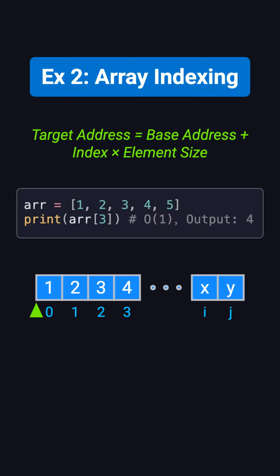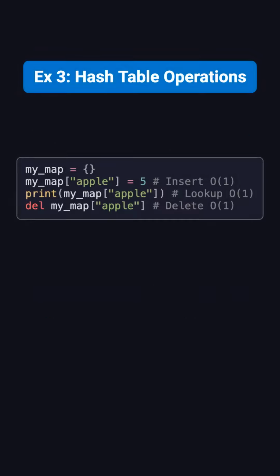For example, accessing arr[3] means starting from index 0 and moving 3 positions forward. It's a single step to locate and retrieve the value. Whether you access index 3 or index 1 million, the computer still does just one address calculation, so the performance is the same. For the third example, let's talk about hash tables.